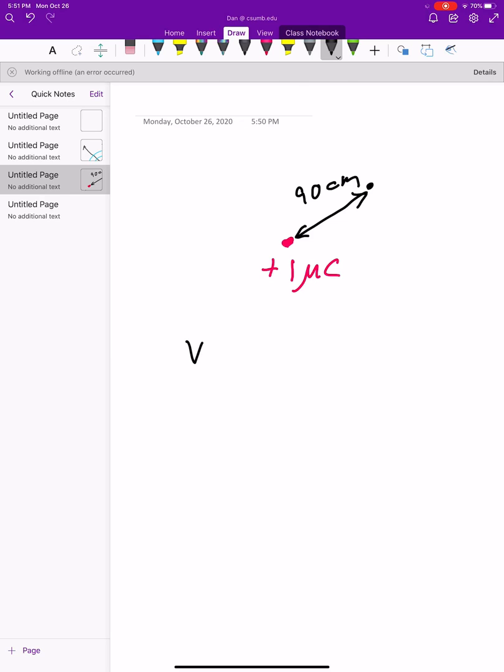So I'm going to use my equation. V is equal to K times Q divided by R. Now it's a similar equation to the equation for the electric field, but it's different because it's not R squared. It's just R for potential, for the reasons we talked about in a preceding video.